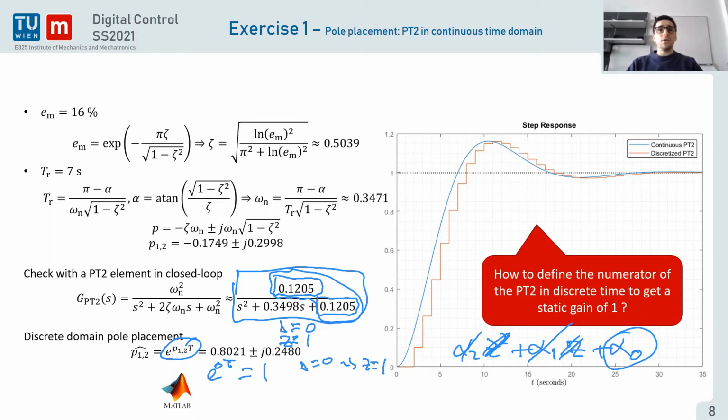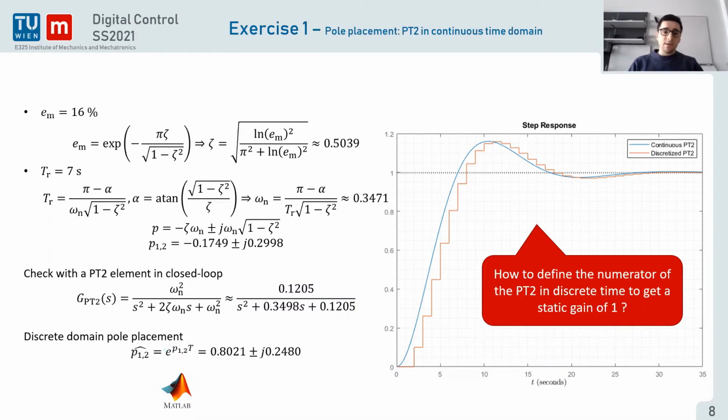So here the correct answer was the third one. We take the sum of all the coefficients of the discrete PT2 denominator. Mainly we just evaluate this polynomial for z equals 1, which is equivalent to taking the sum of all the elements. This is really important, and we will also talk about it next week. Remember that everything related to a constant or to an integration is more or less s equals 0, and that is mapped to z equals 1 in the z domain.